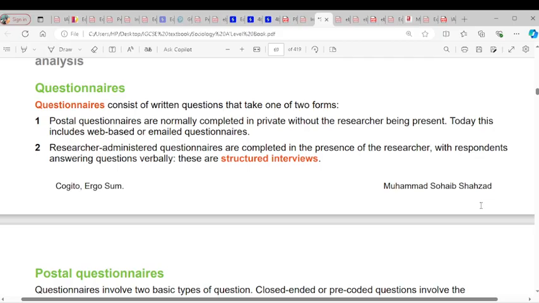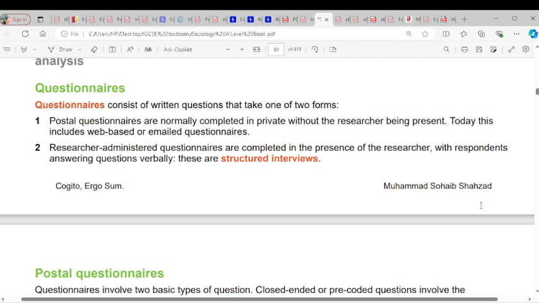Sometimes you make a call, and as soon as you finish, there are questions asking you to rate the service as very good or average, and these are questionnaires. These are web-based or emailed questionnaires. One way or the other, it simply means that you answer those questions in private without the researcher being present. That is a postal questionnaire, and it can be sent to you through the post, or answered online from anywhere.